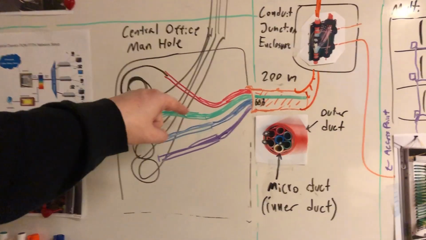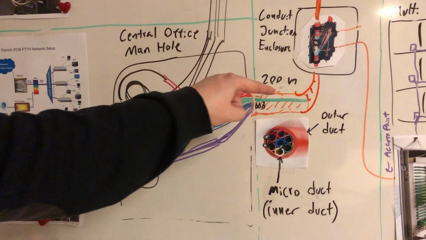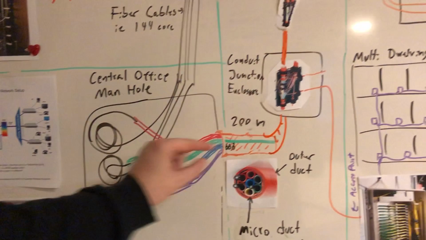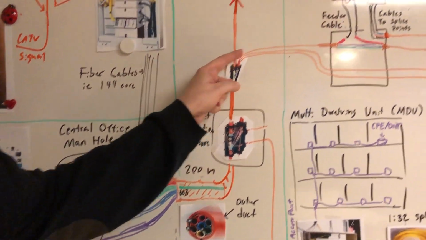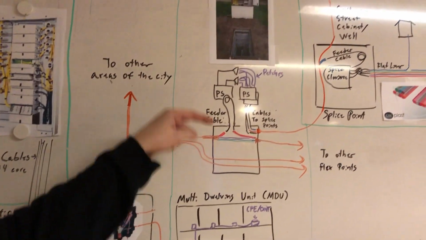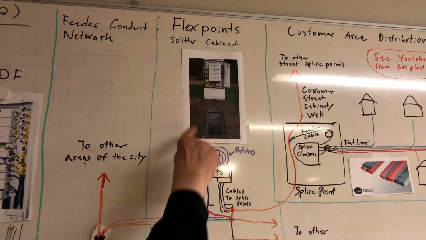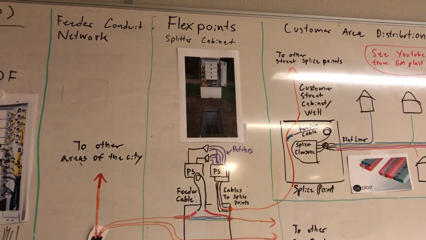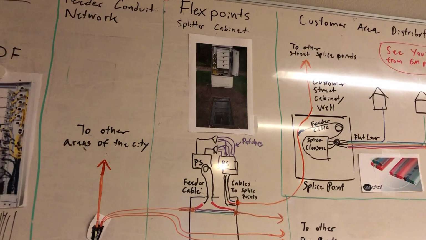So we go back to this one, this guy here, the central office manhole. As an example, they will blow a cable through here, going up here in one of the micro ducts, and it will be connected up here, and then it will be branched out and go to a flex point. So a flex point is a place where you will split out the signal using splitters. That's what we call a flex point.